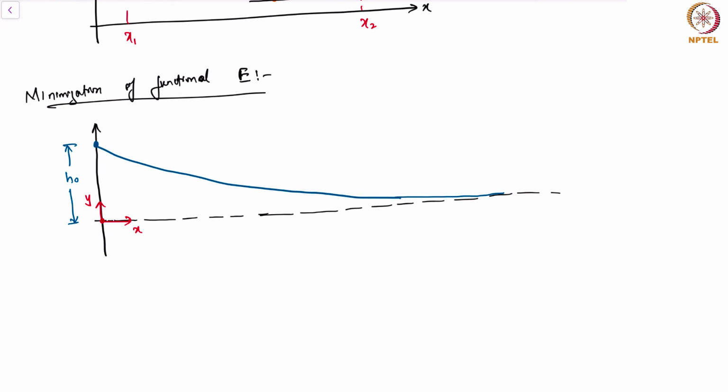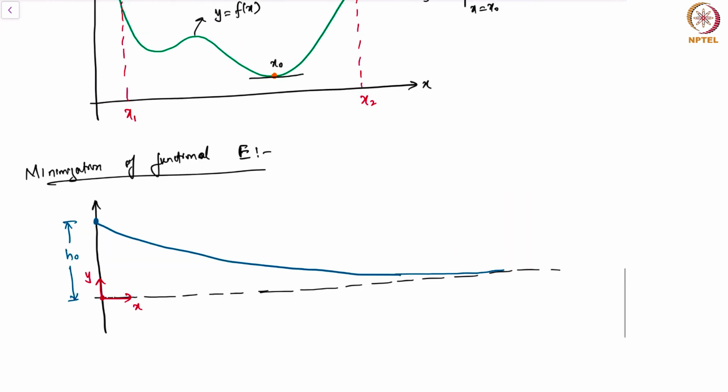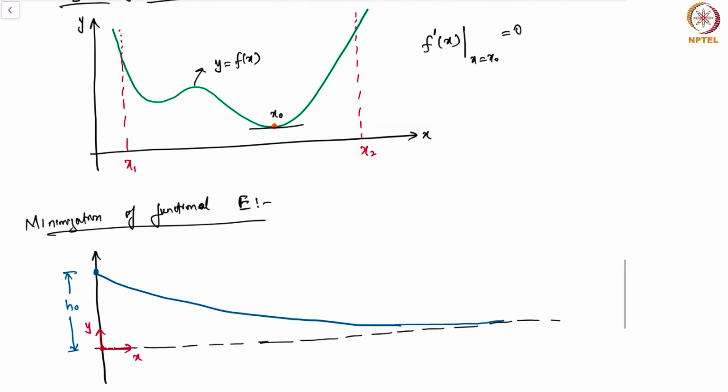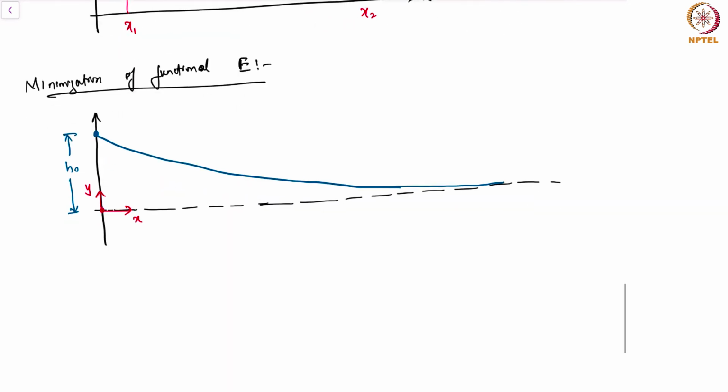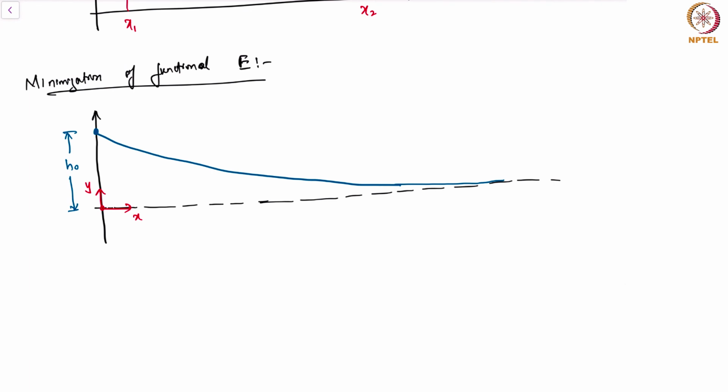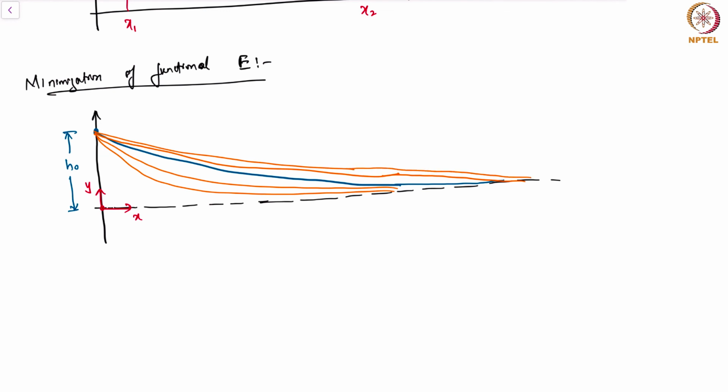Now, this problem is a bit trickier than the previous problem of minimization of a function. The reason for this is that we want to perturb this, or we want to find out all the possible shapes. We want to evaluate the energy of this function for all possible curves, all possible values of h of x, and the goal is to find out, is there a special h of x which will give me the lowest possible energy.